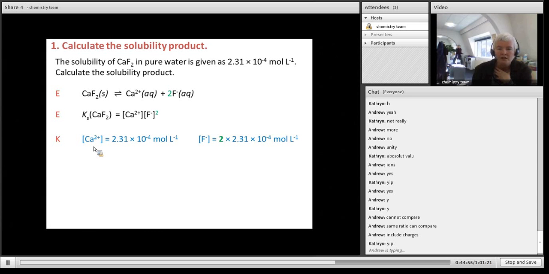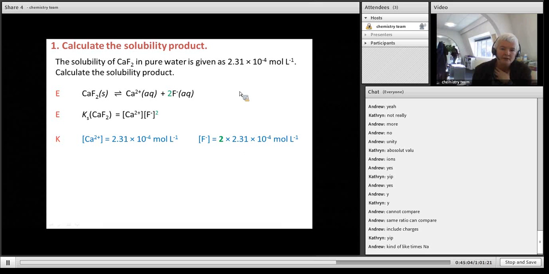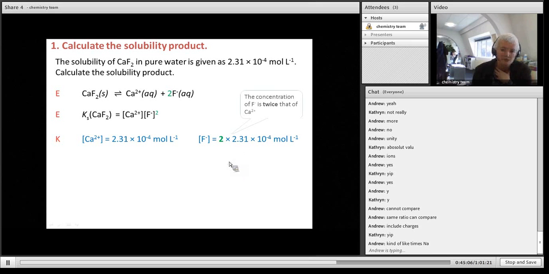Okay. The fluoride is twice that. So I've got to multiply that 2.31. I can't use that same one. So I have to multiply it and I get 4.62 times 10 to the minus 4.